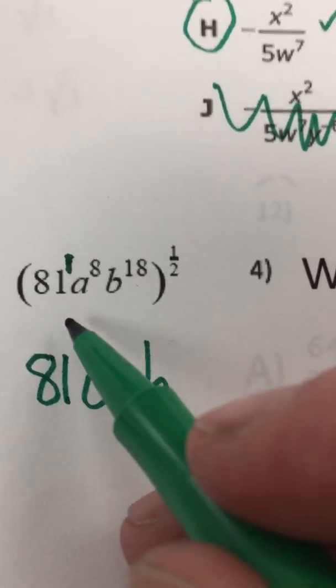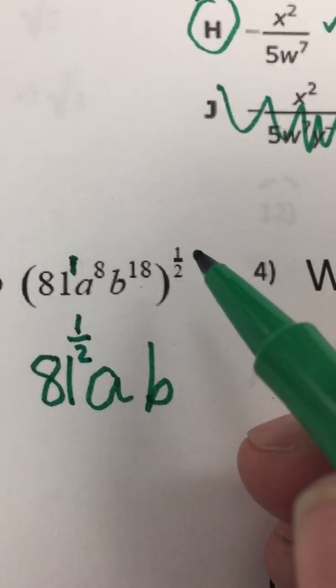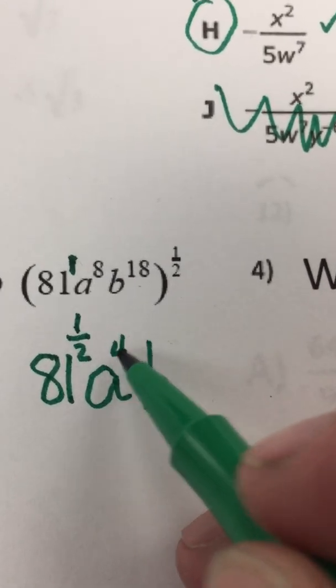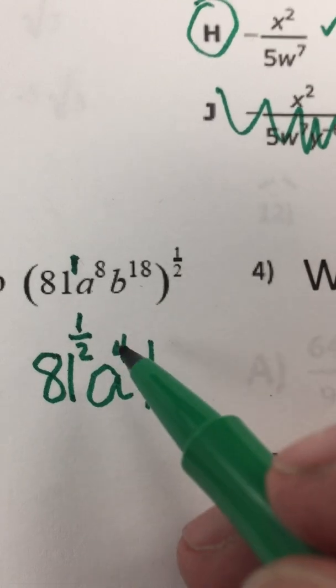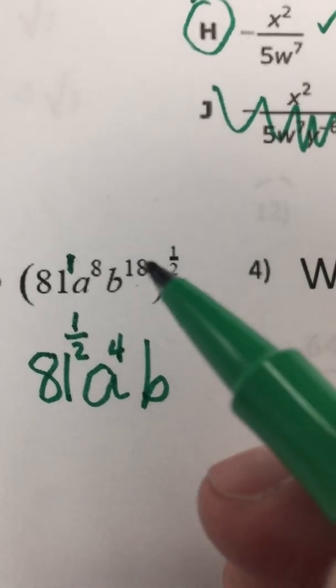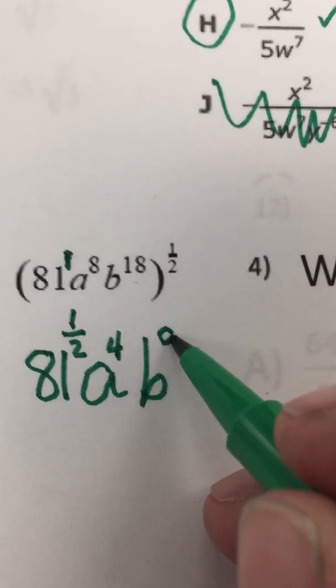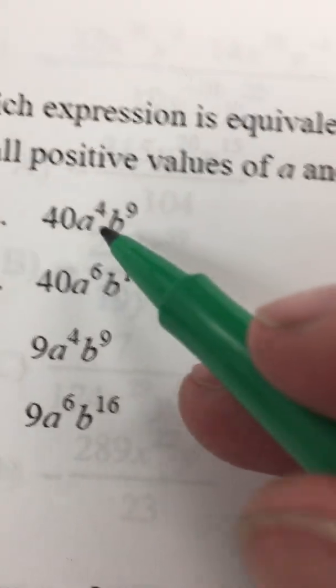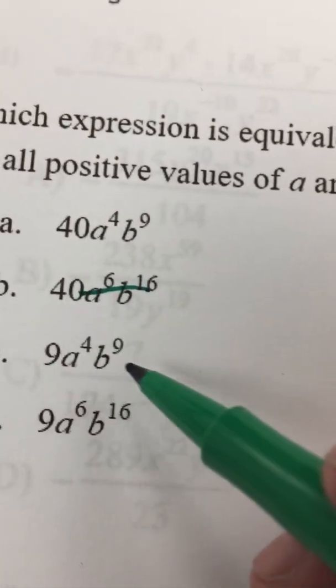1/2 times 1 is 1/2. 1/2 times 8, which is half of 8, is 4. And you can put 1/2 times 8 in the calculator. It's going to tell you 4. 1/2 times 18 in the calculator, or think in your head, half of 18 is 9. Again, do it in the calculator if you like. So a to the 4, b to the 9.